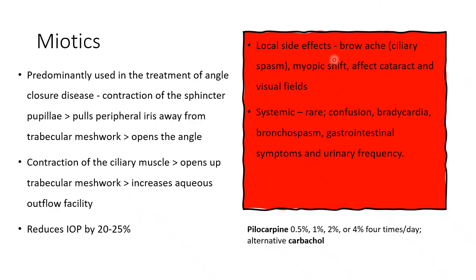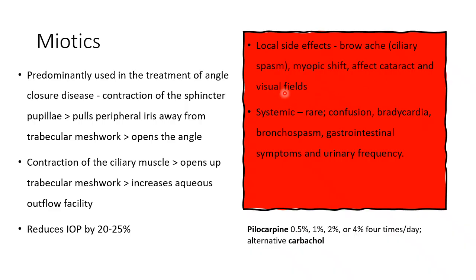Local side effects include brow ache because they cause ciliary spasm. It is for this reason that they are contraindicated in very high myopes because there is a risk of RD. Myopic shift, and they affect cataract. Obviously, if there is miosis and there is a central cataract, the vision is going to be affected.